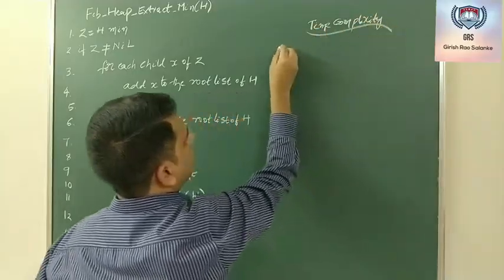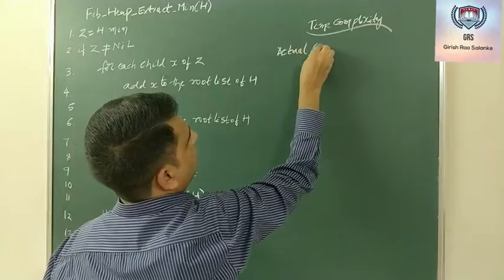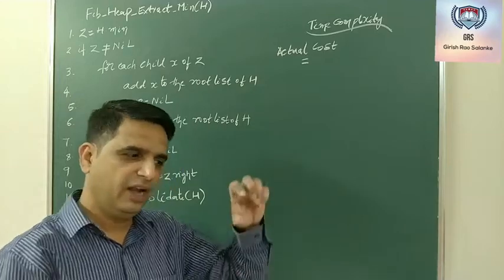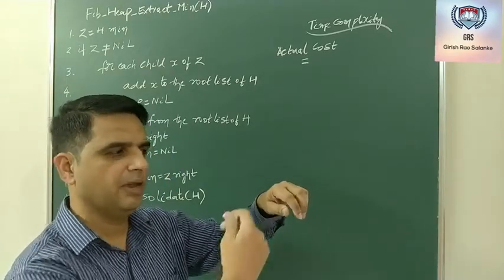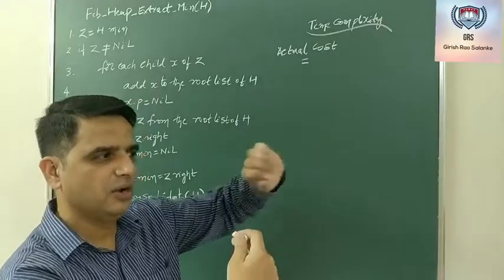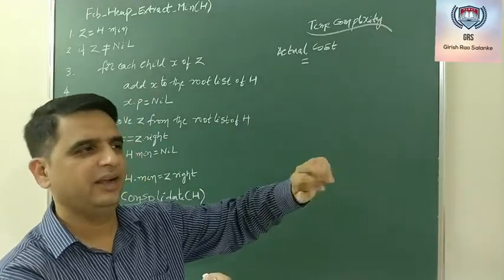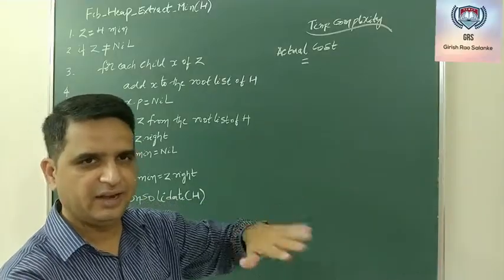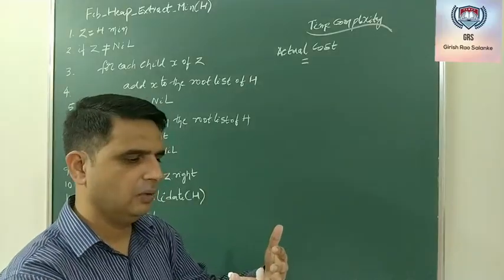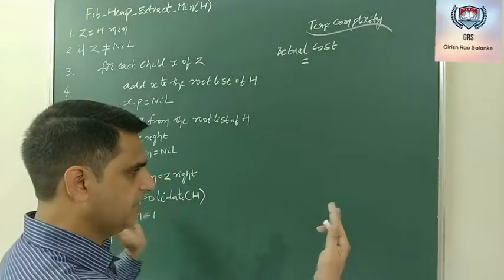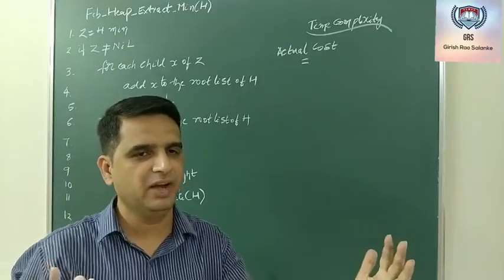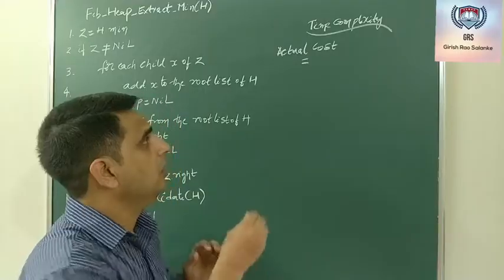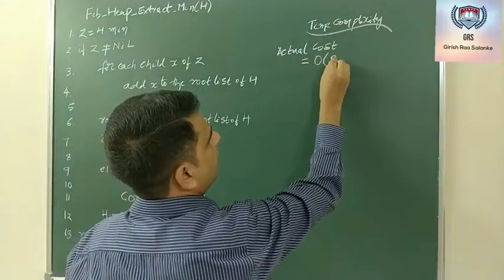Now what is the actual cost? If you see what we have done, we have deleted a node and the children are being updated to the root list. So to delete a node, once again it takes constant time. To update all the children to the root list, it is just an adding, which takes constant time. And finally we need to consolidate the Fibonacci heap. In the sense, we are reducing the number of trees in the Fibonacci heap with the help of a rank function. So this I can say is order of rank of h.